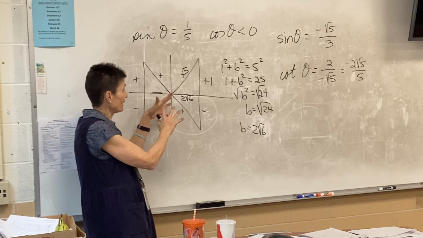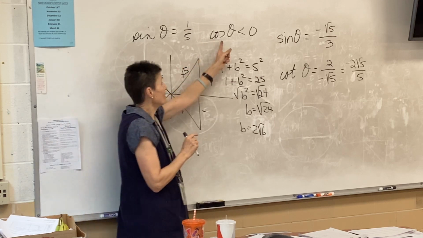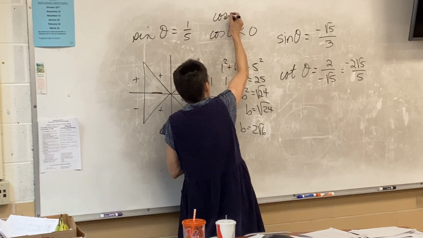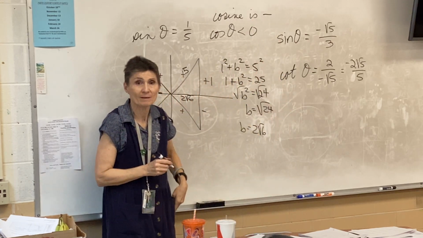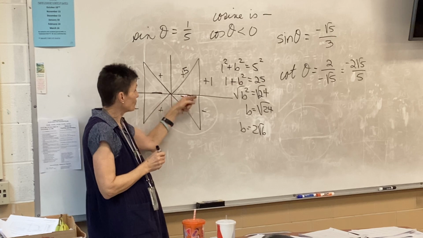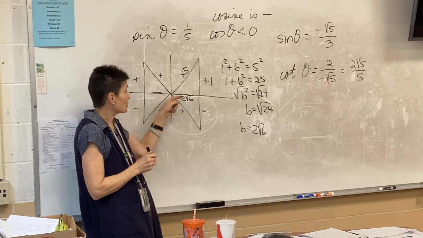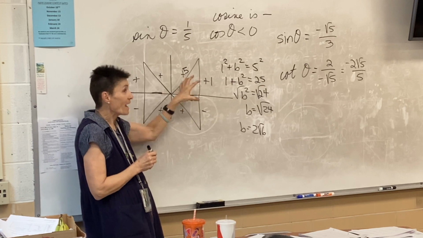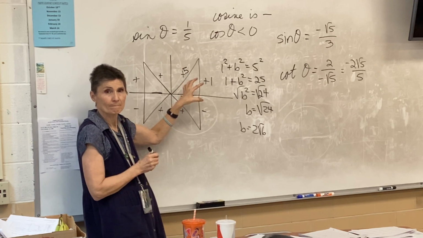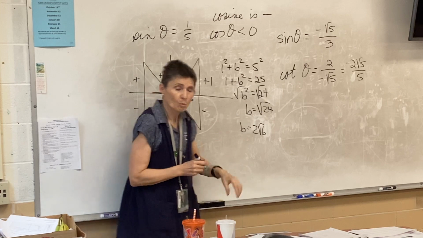That would be perfect, except this says the cosine is negative. Less than 0 means negative. Is the cosine negative? No. Adjacent over hypotenuse is positive. So that triangle won't work. That won't work. So where do I need to look?